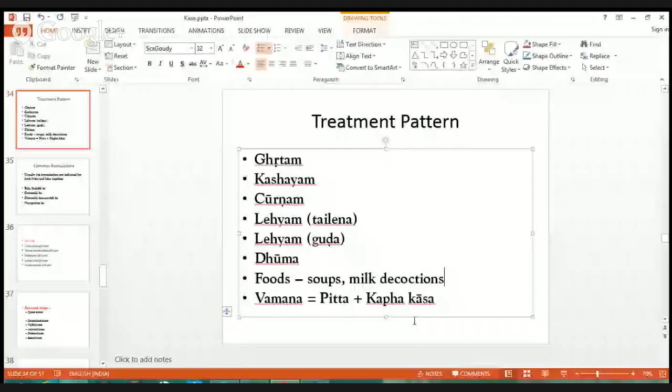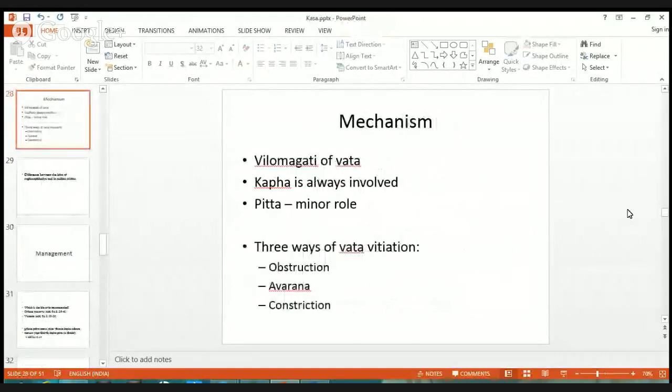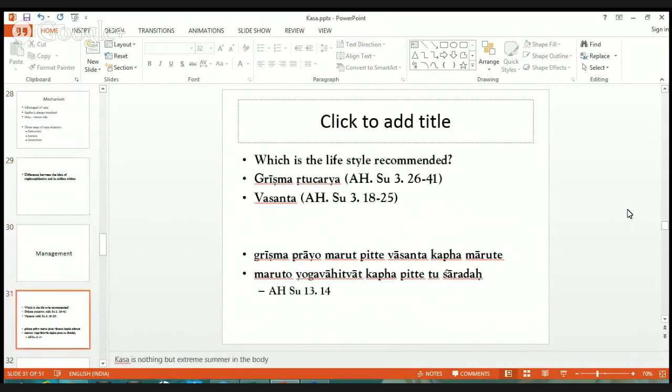We already discussed, just to review, I'd like to share my screen with you. Okay. So earlier we discussed about the mechanism of how Kasa is formed and all the different implications and the doshas associated with them, how it happens. Now we come to the management.